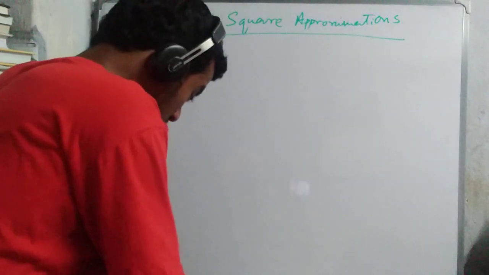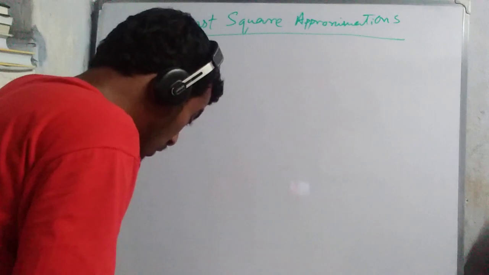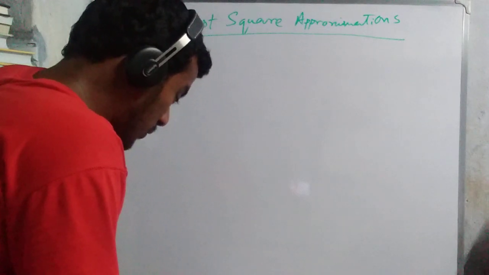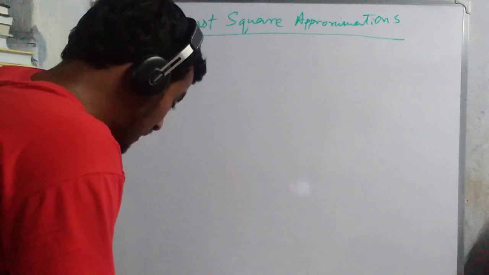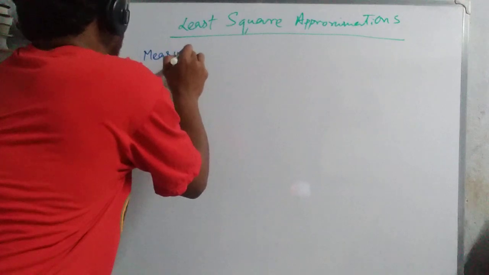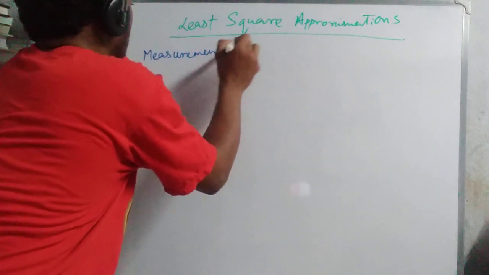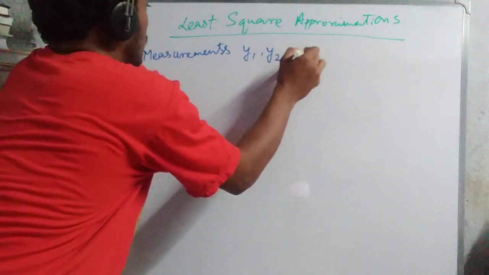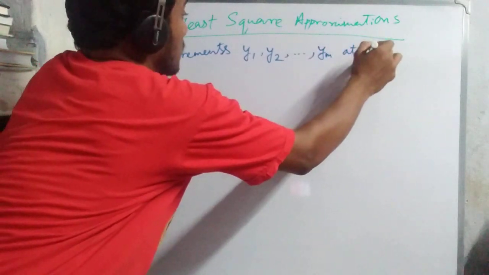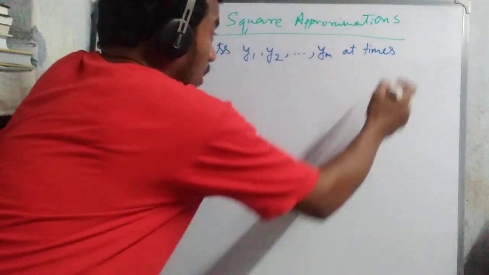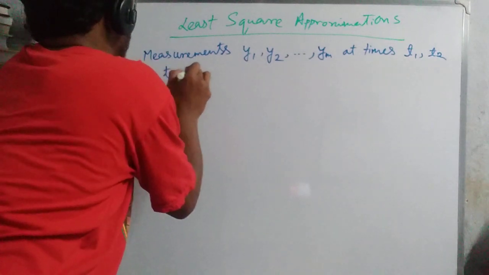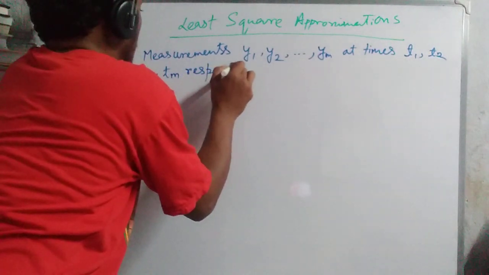So first, an experimenter collects data. That means someone collects data by taking measurements y1, y2, ..., ym at times t1, t2, ..., tm respectively.